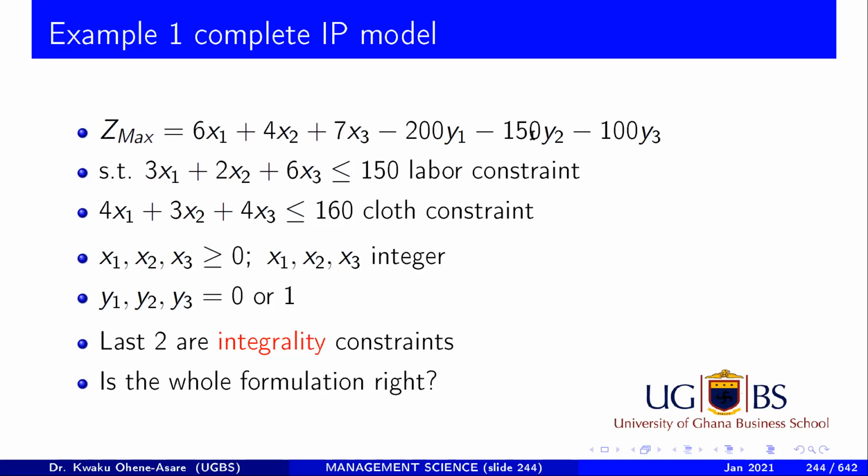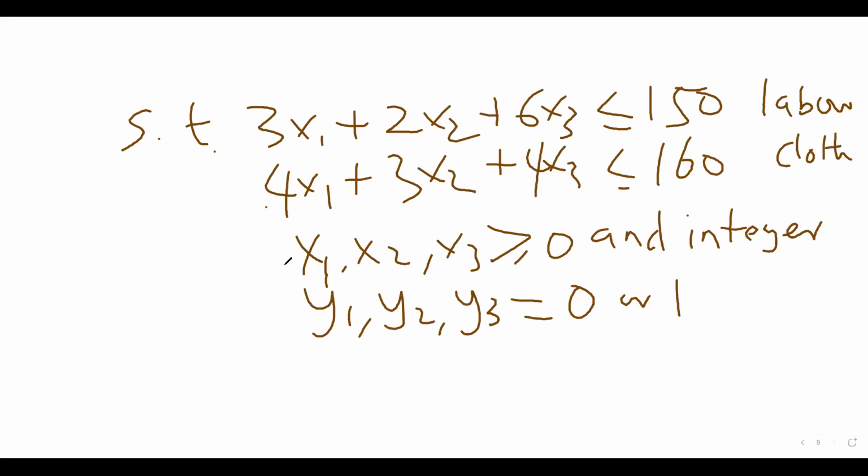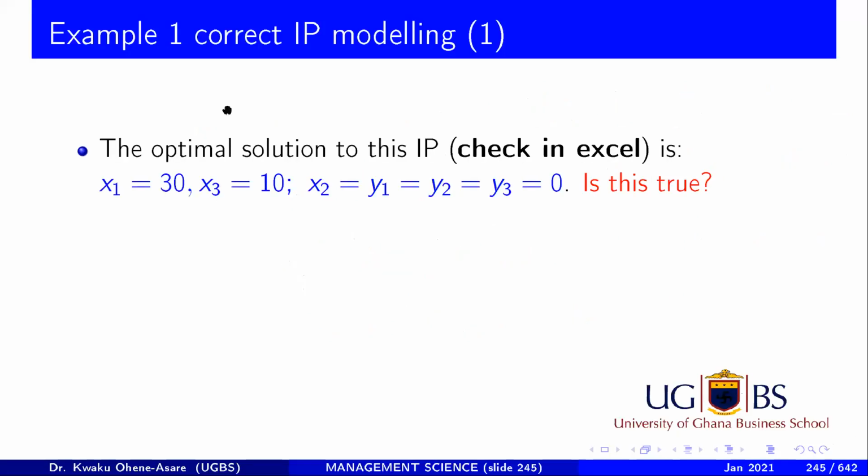Let me take you back to where we were before. If you look at this very formulation, is it correct there? What do you think? Somebody says it is both correct and wrong. Let me tell you the solution. If you solve this in Excel, of course you can do it later, the optimal solution to this integer programming problem is x1 is 30, there's no x2, x3 is 10, y1 is 0, y2 is 0, y3 is 0. If you formulate this in Excel, that's what you get.